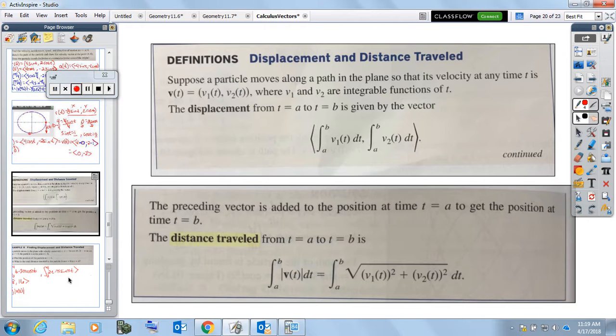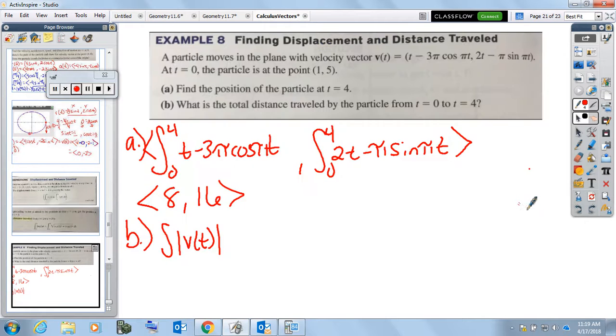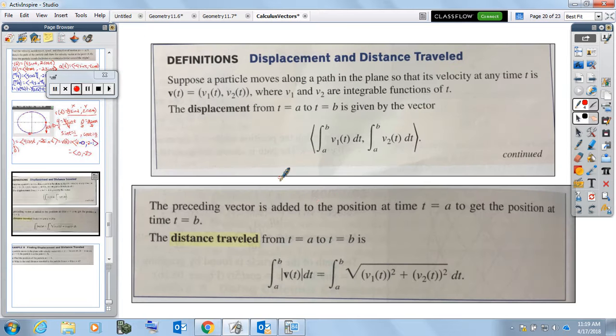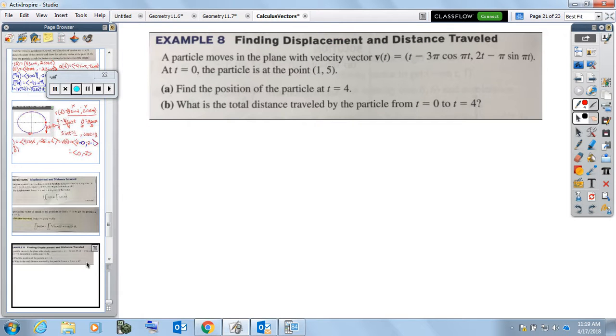And I want to go ahead and take a look at this concept here. And if you wanted to go ahead and pause the video as you're writing this down, please feel free. So let's take a look. Our first example, finding displacement and distance. So it says we have a particle in the plane with velocity vector v of t equals, as we see there. At t equals 0, the particle is specifically at the point (1, 5). Find the position of the particle at t equals 4.